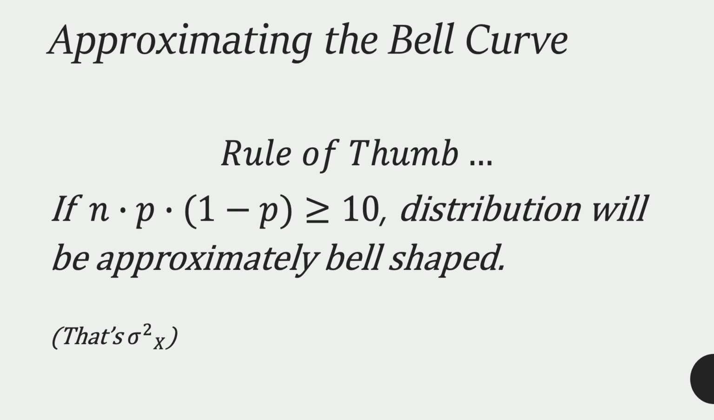And finally, the binomial distribution does approximate the bell curve. If you take that np(1 minus p), which was just under that square root sign we were talking about for standard deviation, the rule of thumb is that if that np(1 minus p) is greater than or equal to 10, your distribution will be approximately bell-shaped.